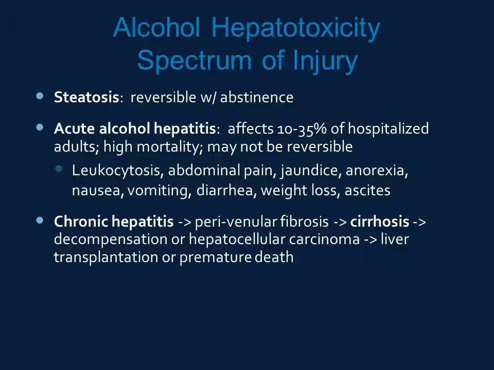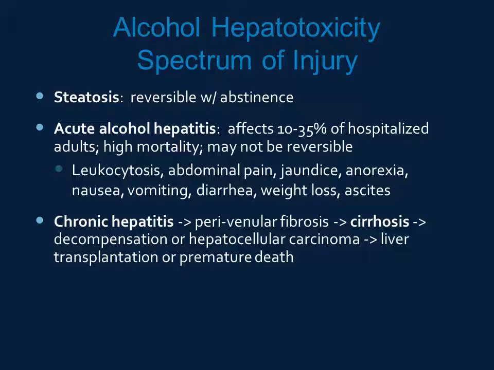What is the spectrum of injury from alcohol? Steatosis occurs even in non-regular drinking individuals who drink heavily, and it is reversible with abstinence. Acute alcoholic hepatitis affects 10 to 35% of hospitalized adults. It is associated with high mortality and may not be reversible.